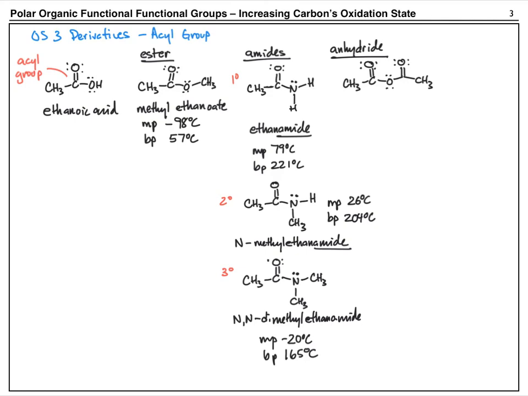This molecule would be called ethanoic anhydride, and it has a melting point of -73 degrees C and a boiling point of 140 degrees C.